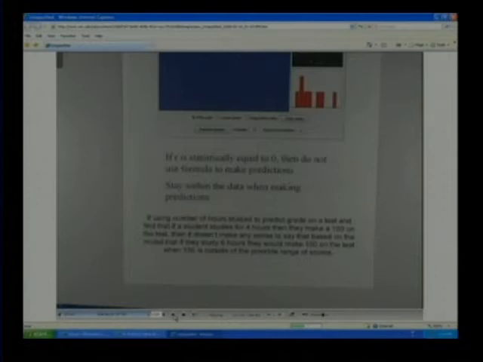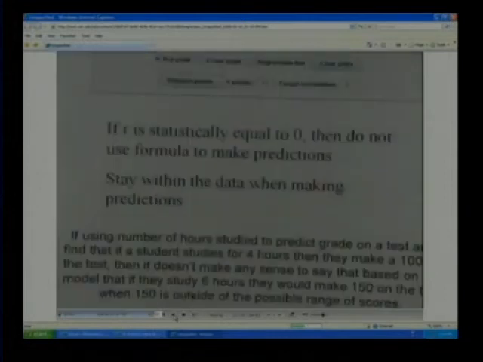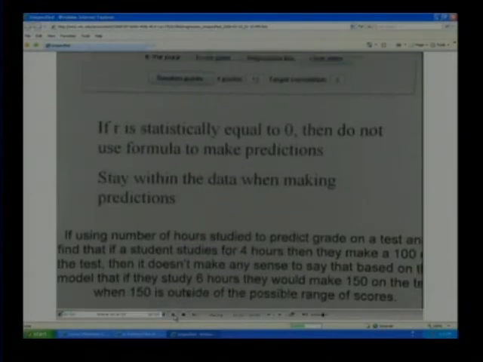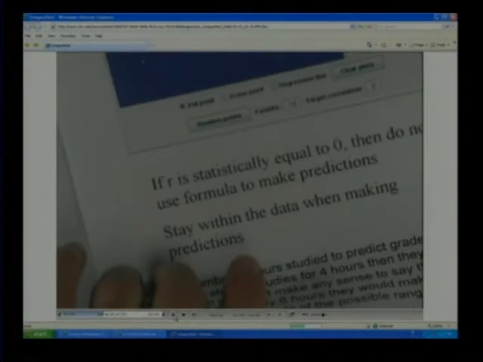If R is statistically equal to 0, then we should not use the formula to make predictions. Okay? If the formula is not significant, then it's not any use to us. So if the R is not significant, don't use the formula. And you may have some test questions on that. Also, stay within the data when you make predictions.